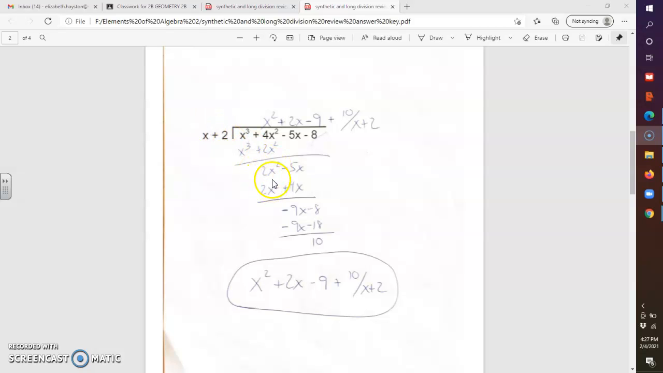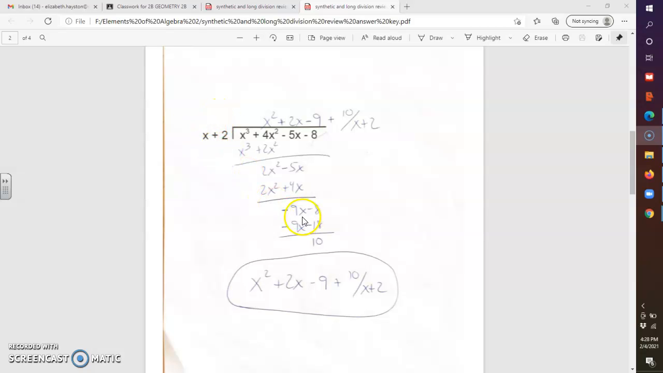Now, what times x gives you 2x squared? 2x. 2x times x is 2x squared. 2x times 2 is 4x. And now we're subtracting. The 2x squareds cancel. Negative 5x minus 4x is a negative 9x. We've got to be careful of those negative signs. We drop the next term of negative 8.